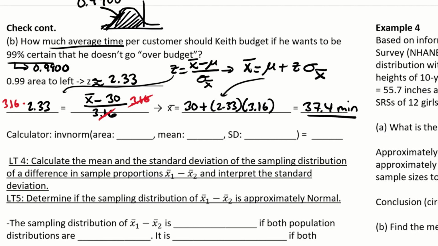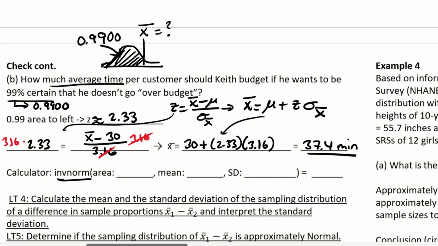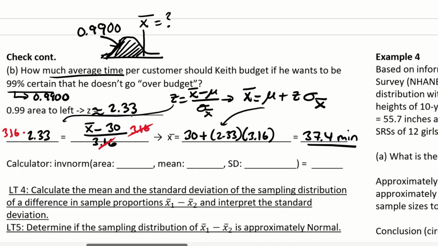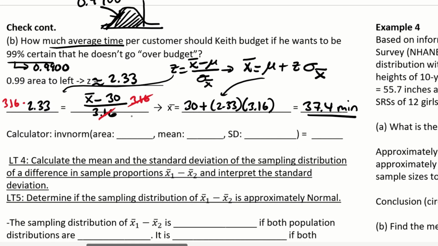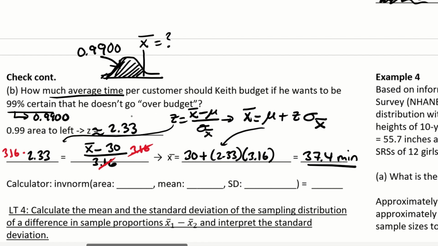Let's use a calculator. Now, to use a calculator for this, we're going to be using the inverse norm function, okay? So it's important, that's the inverse norm. And the inverse norm wants you to provide the area to the left, and then the mean and standard deviation. That's it. The area to the left is 0.99, right? So we're going to put that.